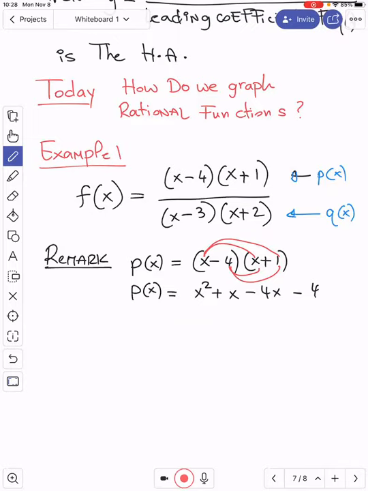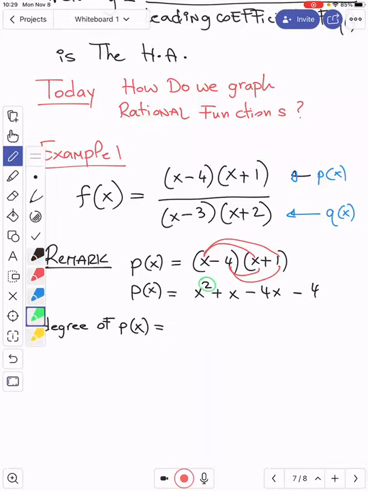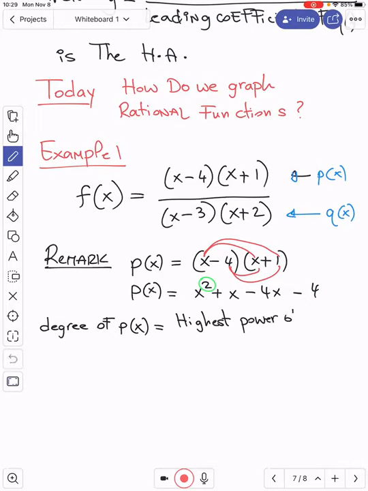As you can see here, the degree of p, the highest power of x, is not 1. It's actually 2. Again, the degree is the highest power of x. It's not 1, it's actually 2. Same thing, of course, for q. The degree of q is also going to be 2.